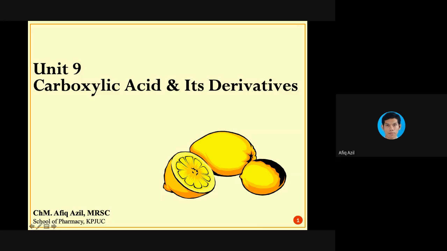As the name goes, citric acid is available in most citrus fruit. So what is citrus fruit? You have lemon, you have lime, limau, and also oranges. All those orange type fruits may contain citric acid as well.